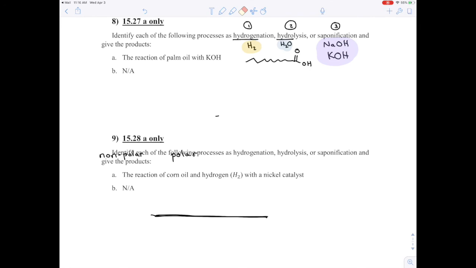All right, well in A, it's talking about the reaction of palm oil, which at this point we would know nothing about. We wouldn't have that memorized. The reaction of palm oil with, and here's the key term, potassium hydroxide. And we see that potassium hydroxide leads us to saponification. Because we're adding potassium hydroxide, we know that A is talking about saponification. And the problem is just asking us to identify which process is going on. So saponification is going on. That's the answer for that.